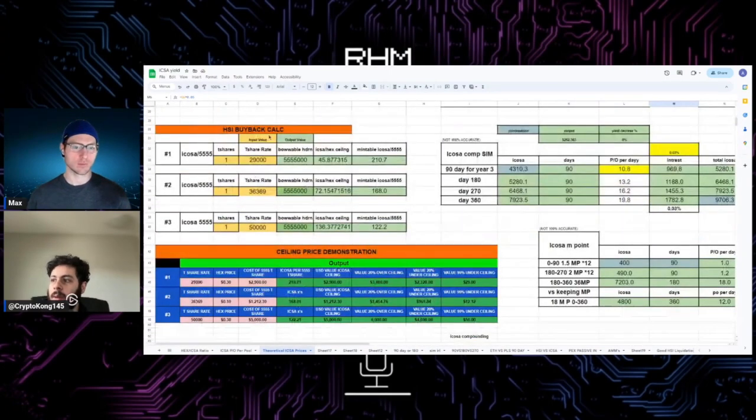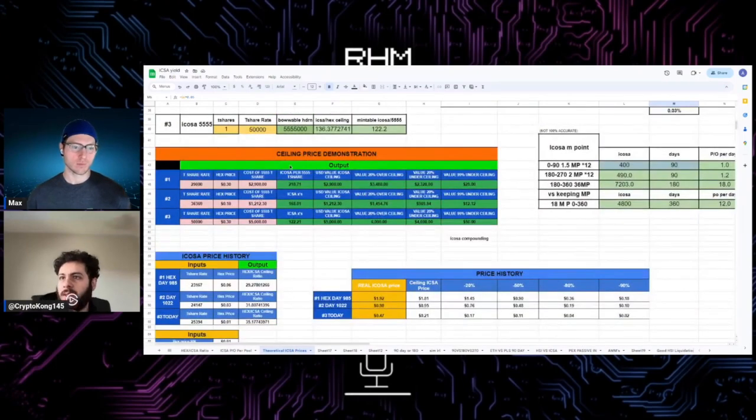This is the HSI buyback calc. Actually, let's look at the ceiling price demonstration. The reason why we have a ceiling price, I kind of went over this a little bit earlier, it's not a physical ceiling price. There's not some price god that has the price ceiling set there where the price hits the ceiling price and then it can't go over. That's not how it works.